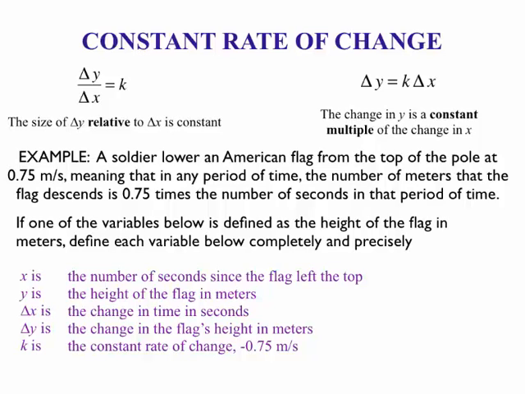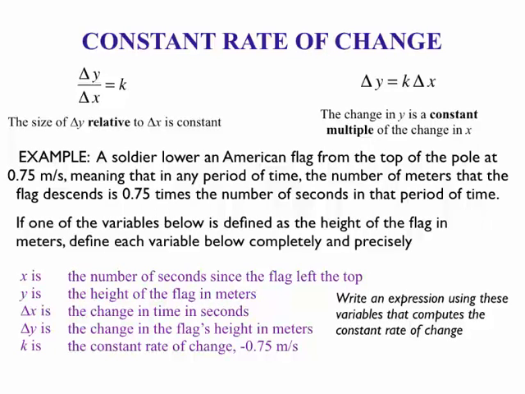Okay. Here's an example where y over x is not constant. Y over x, the height divided by the time that's gone by, is not constant because x is increasing and y is decreasing. There's no way that that ratio could be constant. But do we have constant rate of change? Yes. Y and x are in constant rate of change because it's about the changes. It's about the ratio of the changes, which is always negative 0.75.